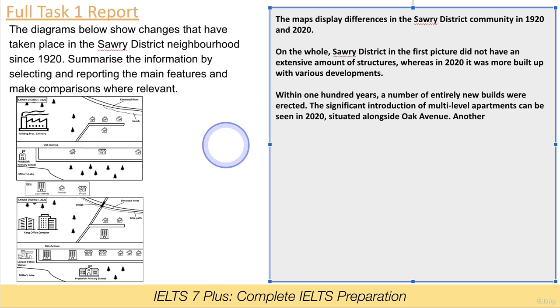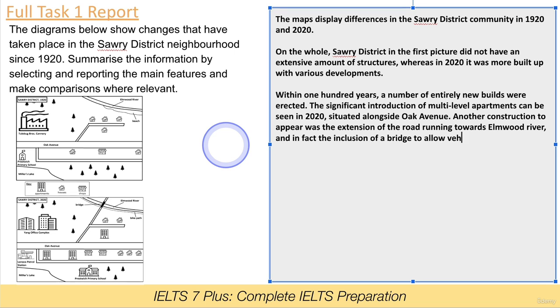Another construction to appear was the extension of the road running towards Elmwood River, and in fact the inclusion of a bridge to allow vehicles, I'm guessing vehicles, to cross over the body of water. Okay, so that's the bridge.